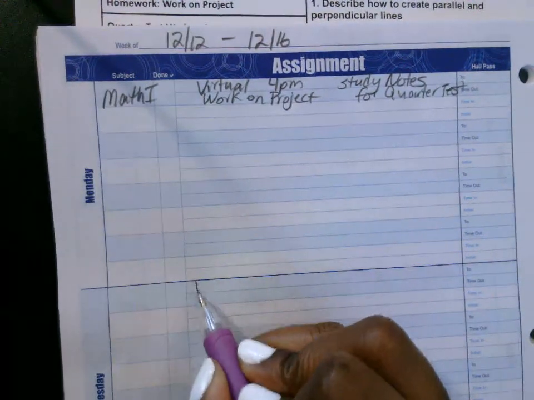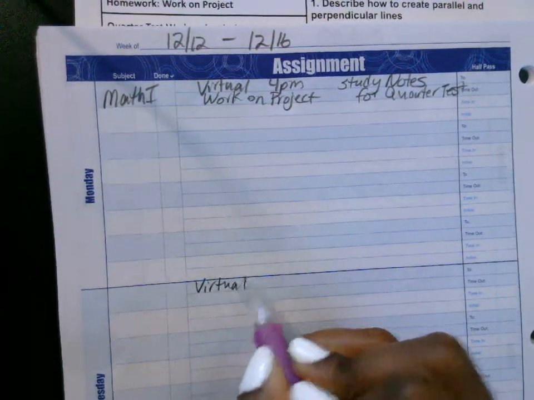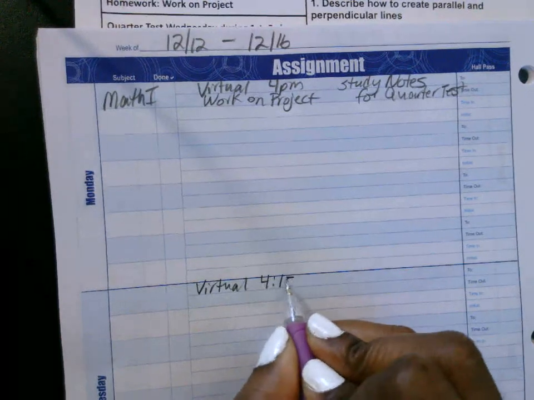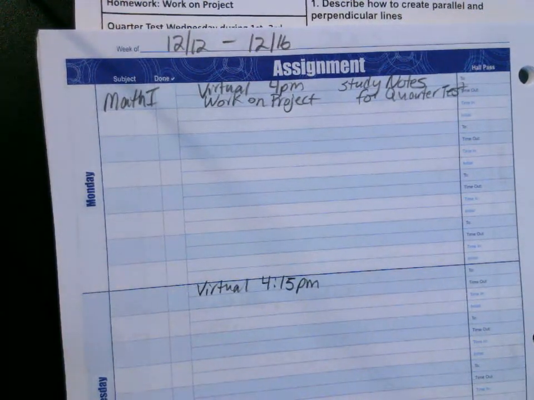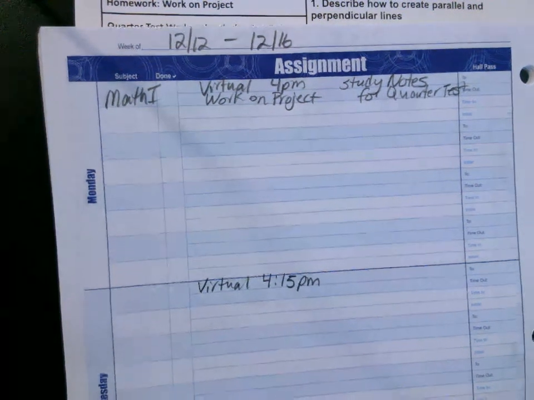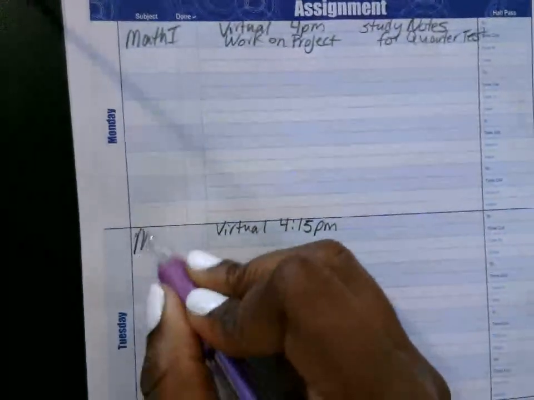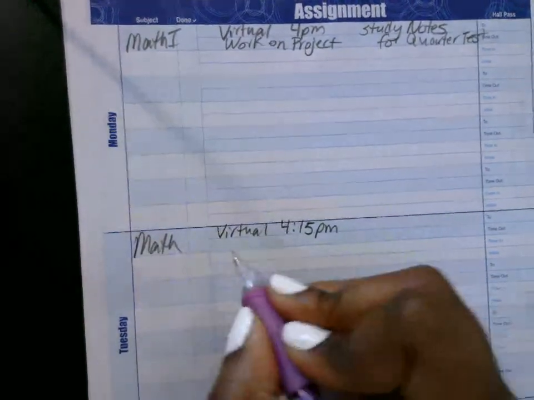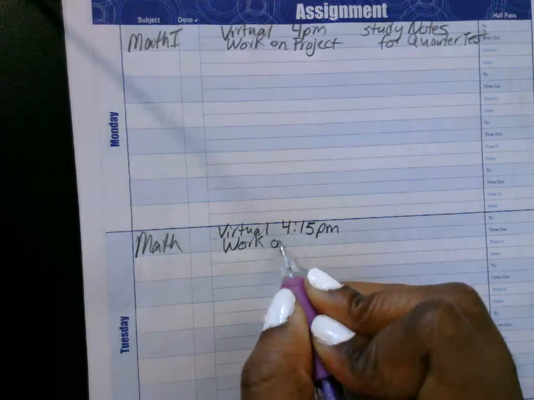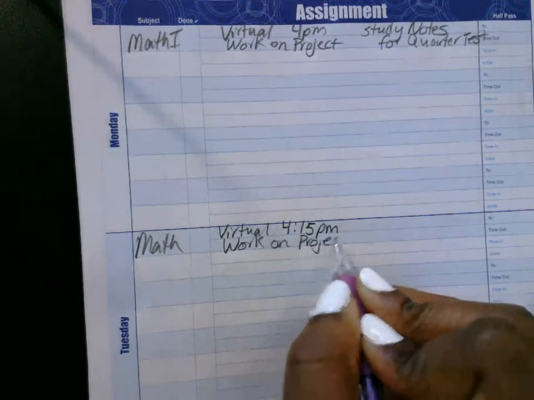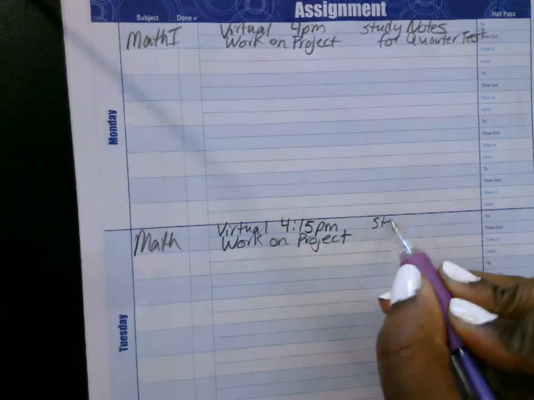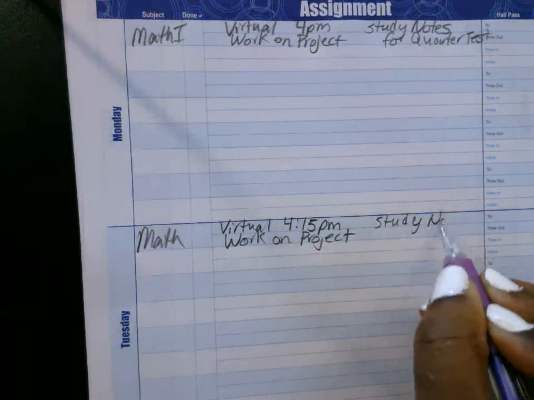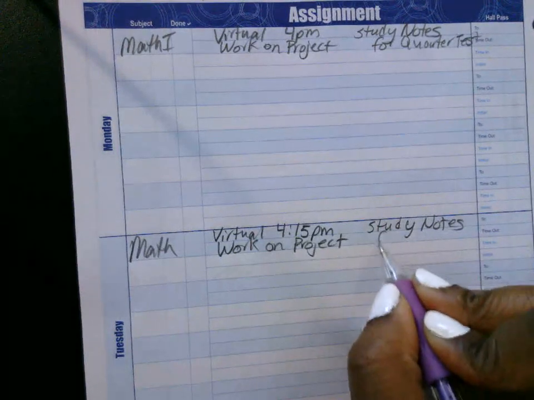You can go ahead and put virtual tutoring here as well. But that's not until 4:15 because my tutoring session for in person is not over until 3:50, I think. And again, we're working on our project. All week, you need to be working on your project. Okay, of course, study. I might as well go ahead and complete this. We need to study our notes for quarter tests.